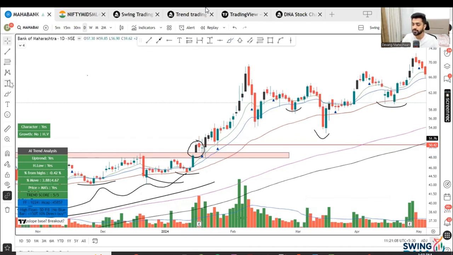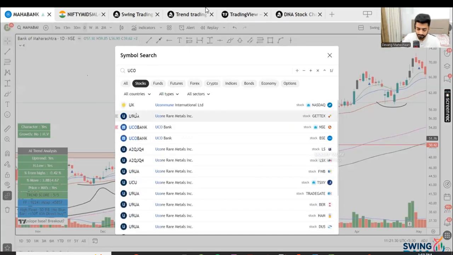So this is 15th of January and that was 29th of January. So IOB, you can also write for seeing it. 29th Jan and you have Mahabank 15th Jan. Let's see more. UCO Bank, PSB.